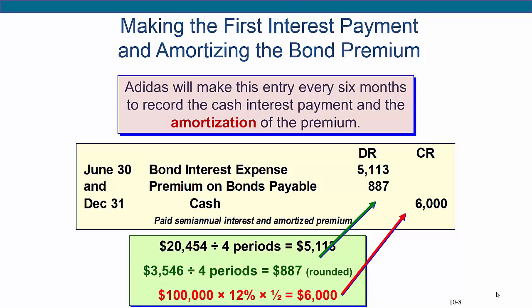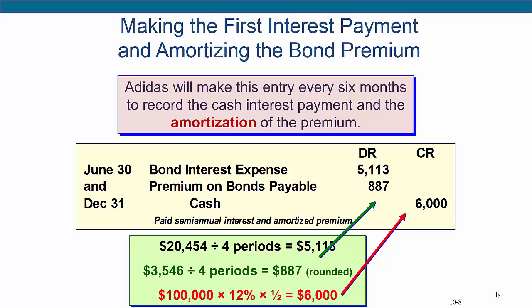We already discussed how to amortize a discount or premium using the straight line method. To apply the straight line method to Adidas's bonds, we divide the total bond interest expense of $20,454 by 4, the number of semi-annual periods in the bond's life. This gives us a bond interest expense of $5,113 each period, rounded. Alternately, we can find this number by dividing the $3,546 premium by 4, which yields $887 worth of premium to be amortized each interest period. When the $887 is subtracted from the $6,000 cash payment, the bond interest expense for each period is $5,113.